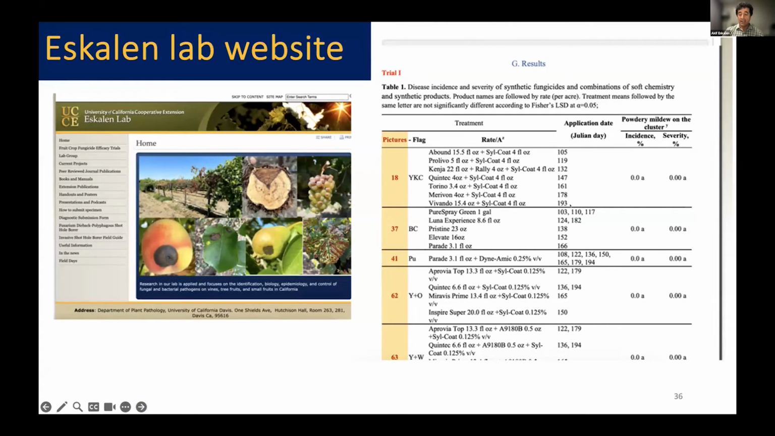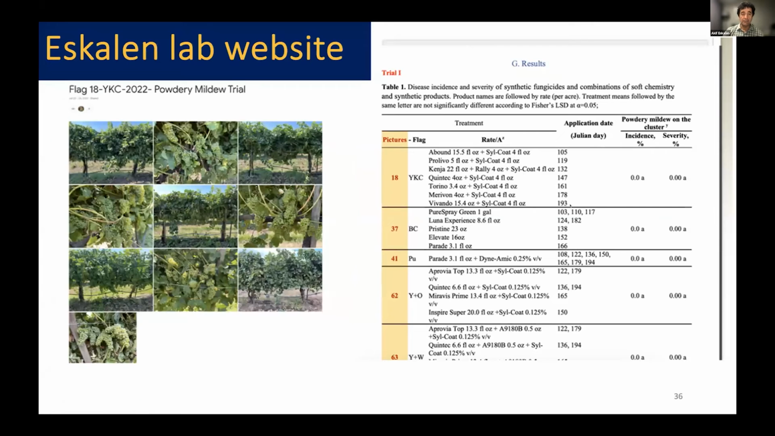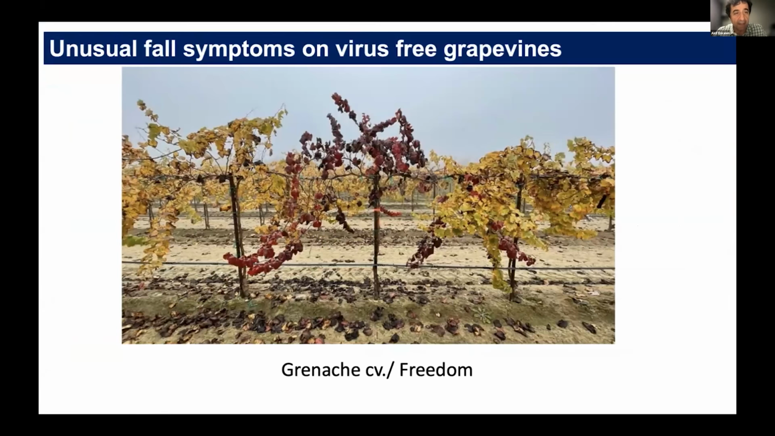15 more minutes. Okay. So if I have 15 more minutes, I would like to give you a little more information about the Aspergillus vine canker, which is part of the sour rot complex, for which we have been identifying a number of pathogens.